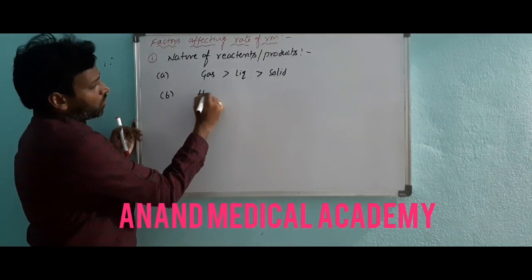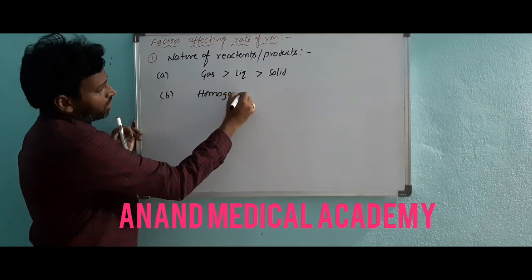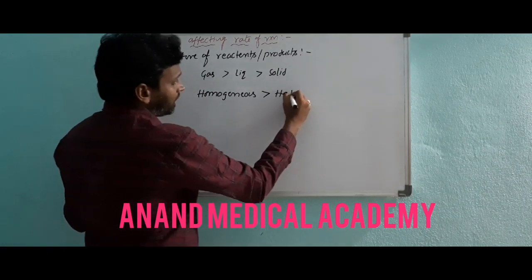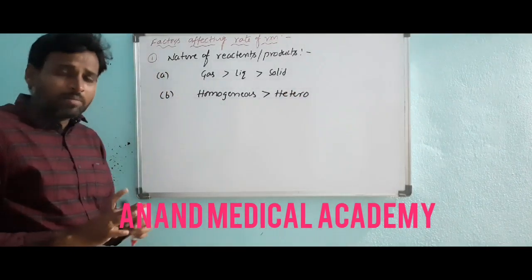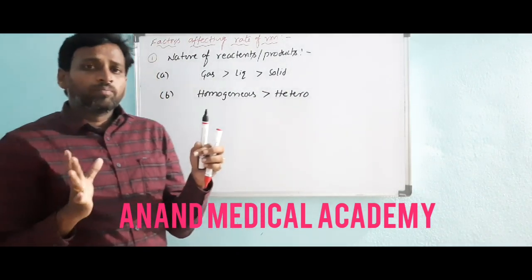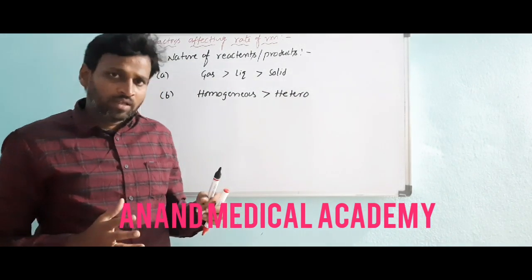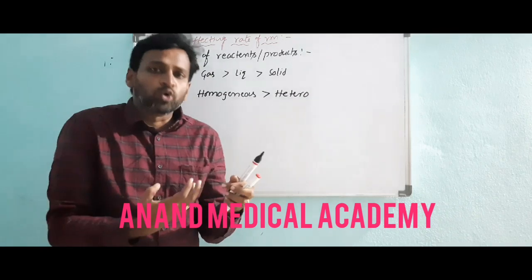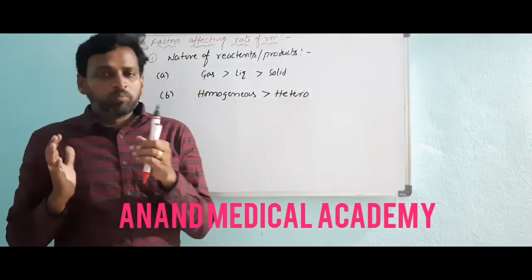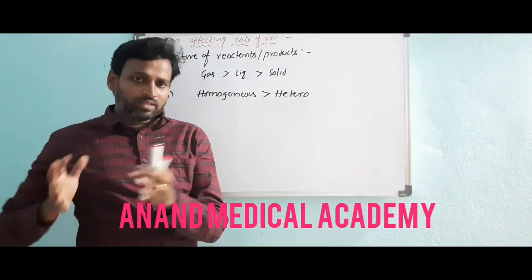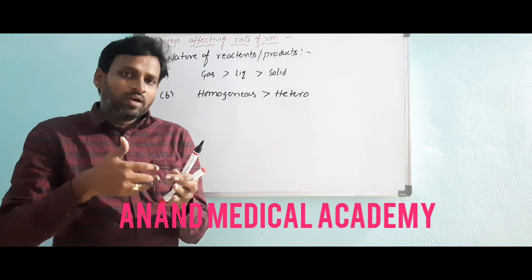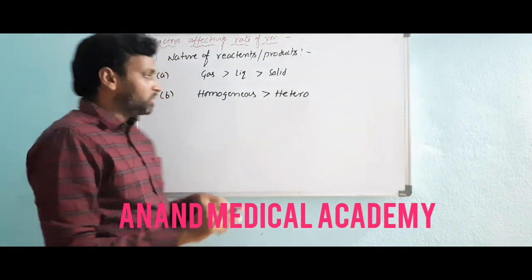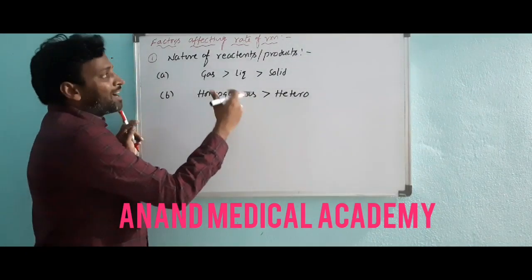And the second one, in this only, nature of reactants and products: homogeneous. Homogeneous reactants are more reactive than heterogeneous. Means if the reactants are of only one kind of phase, they are more reactive. Suppose I consider SO2 and O2. SO2 is gas, O2 is gas. So if both reactants are the same kind, in a single phase, like both gases or both liquids, homogeneous reactants are highly reactive. They have more rate of reaction.